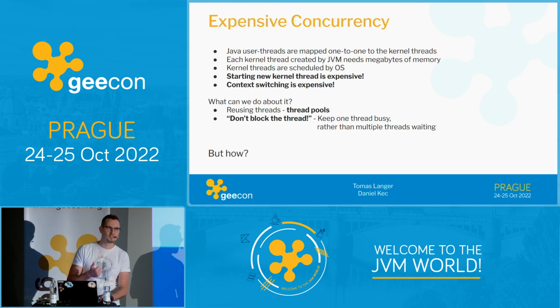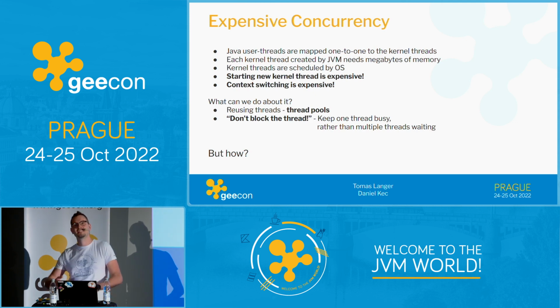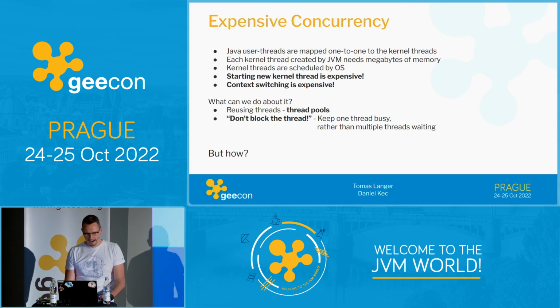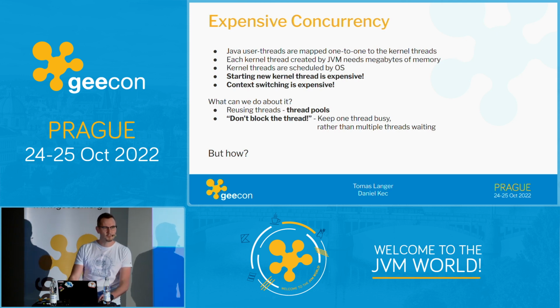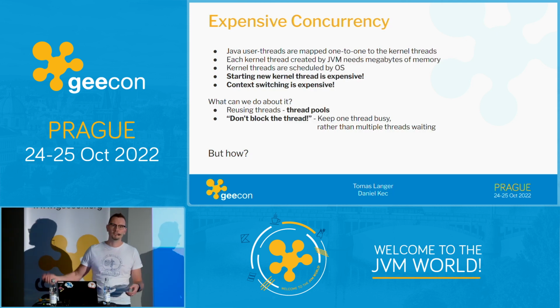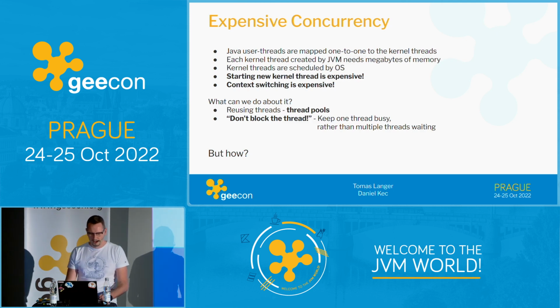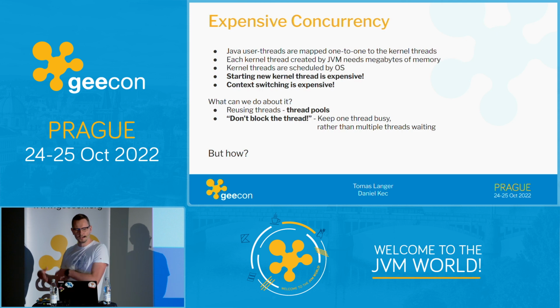Creating a new kernel thread is very expensive, and context switching between those threads is expensive, and it gets even more expensive when you have a lot of kernel threads. So how is it being addressed? Well, for some decades now, we are using thread pools. Everybody knows the thread pool: you are not creating a new thread for every task, you are just reusing the threads in your pool, and that way you don't have that many threads and you don't start as many of them anymore.